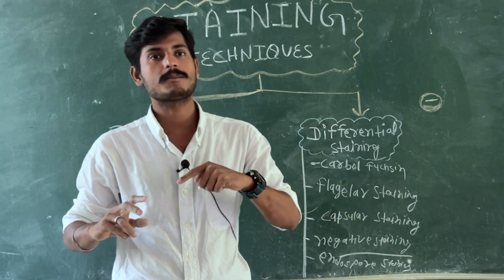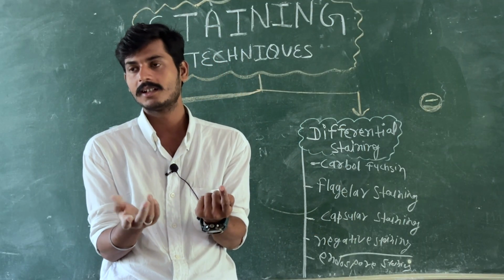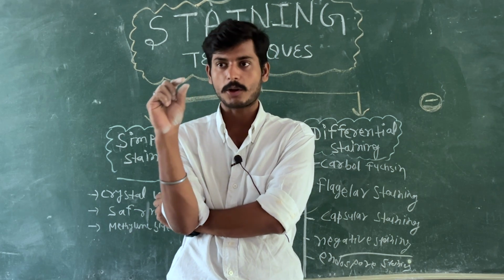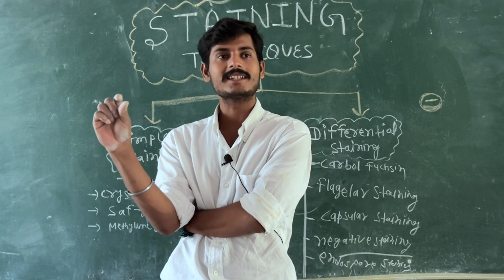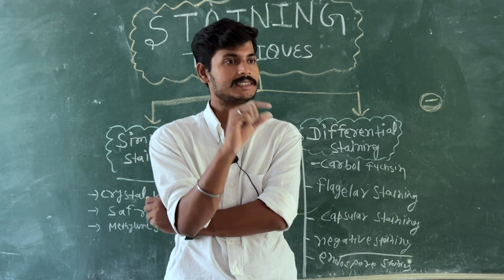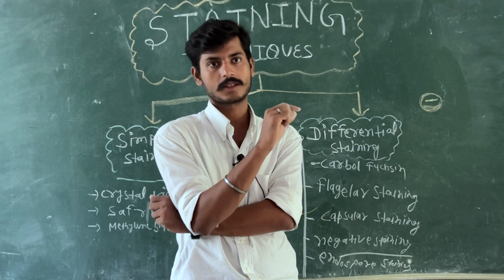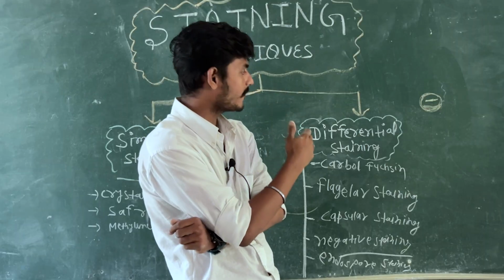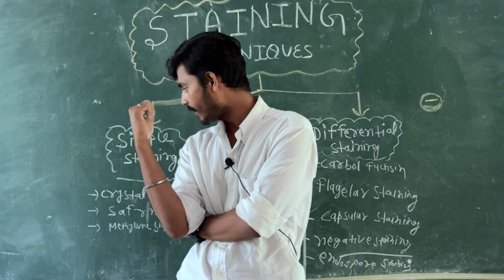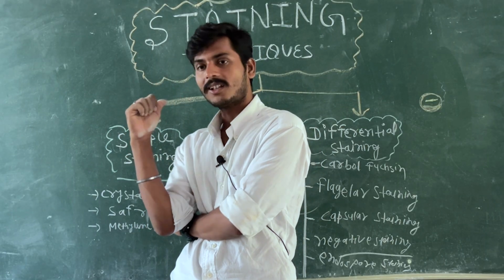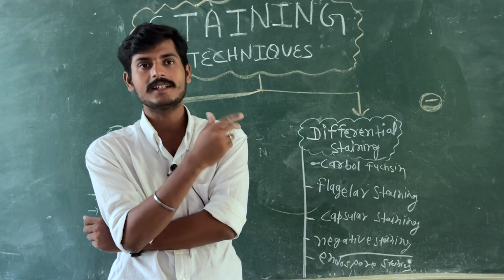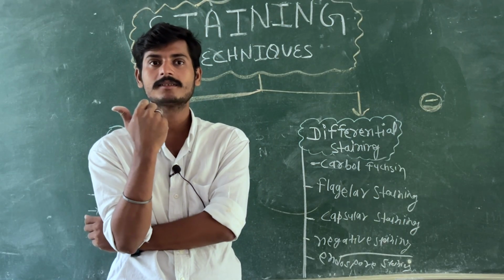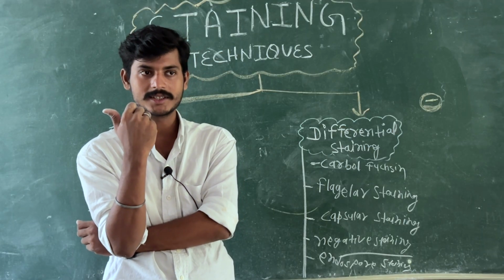If they ask about the staining technique, then you start with: staining is a microbiological process by which we are coloring the bacteria in order to see them on the microscope. That's how you define the staining technique. Then you classify this technique, and write down the description that in simple staining, one stain is used. In differential staining, more than one stain is used.